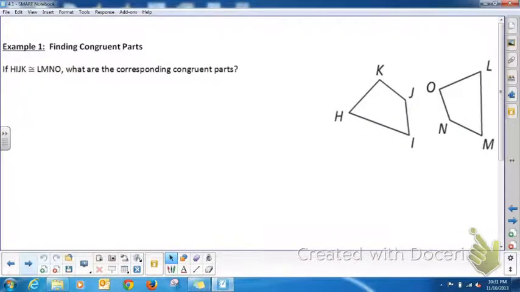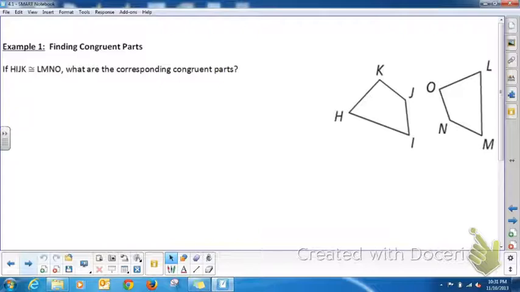Look at example 1. Find congruent parts. If HIJK is congruent to LMNO, what are the corresponding congruent parts? So you'll notice that the pictures, they're not facing in the same direction. It's rotated and it's flipped. What you should do is look at the letters. H matches to L, I matches to M, J matches to N, K matches to O.